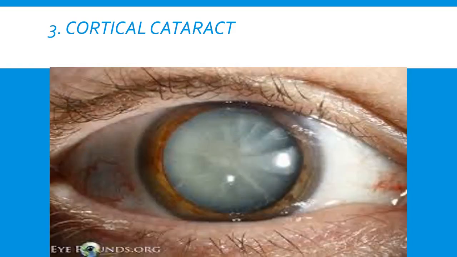Cortical cataracts. The opacities start as clefts and vacuoles between lens fibers due to hydration of the cortex. Subsequent opacification results in typical cuneiform wedge-shaped opacities.